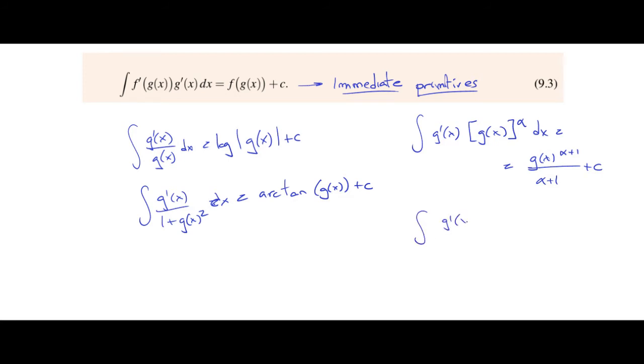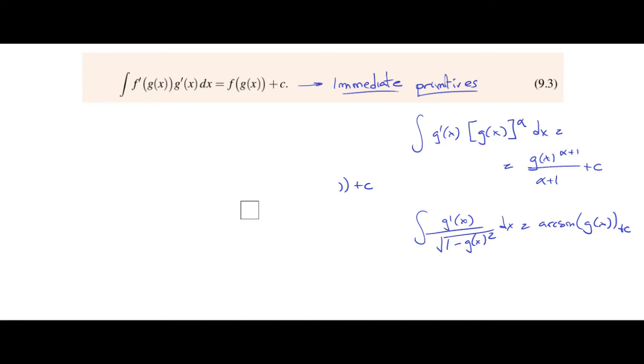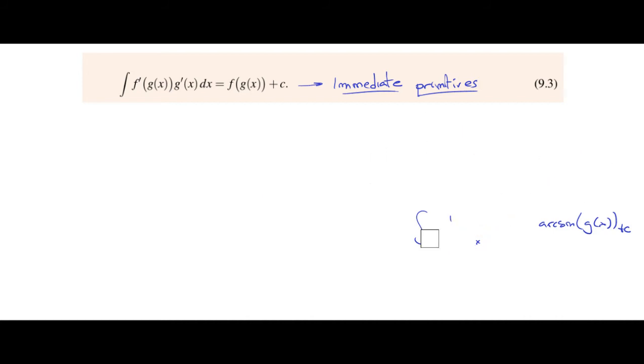And then, for instance, g prime divided by the square root of 1 minus g squared is the arcsine of g. Okay, some examples of this. So let's see some more examples of immediate primitives and how to compute them.